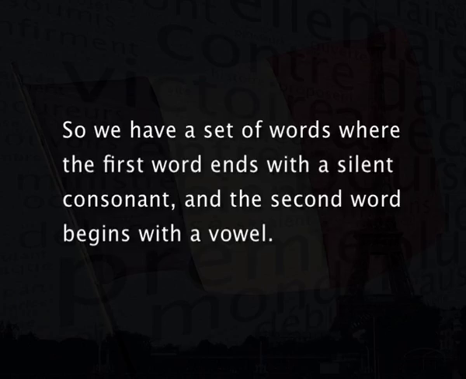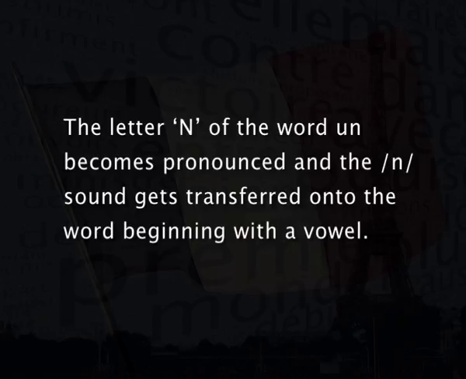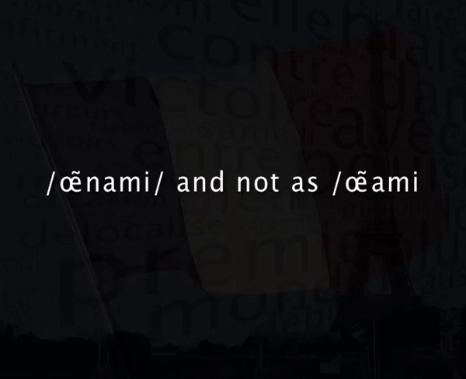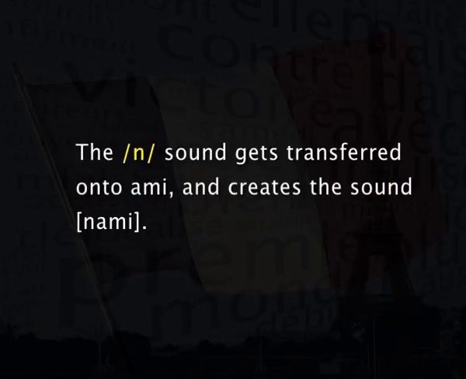So we have a set of words where the first word ends with a silent consonant and the second word begins with a vowel. In this case, the concept of liaison is applicable. The letter N of the word un becomes pronounced and the N sound gets transferred onto the word beginning with a vowel. So when the two words are read together, they would sound like un nami and not as un ami. The n sound gets transferred onto ami and creates the sound nami.